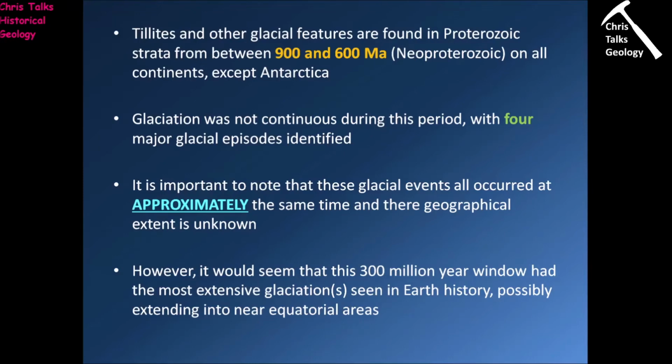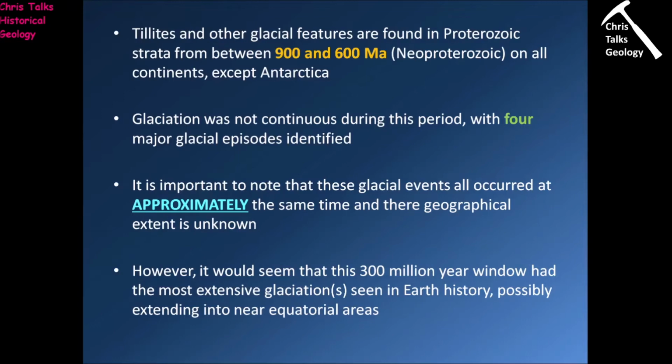Tillites and other glacial features are found in Proterozoic strata from between 900 and 600 million years ago. That's the Neoproterozoic, towards the end of the Proterozoic. And we find them on all continents with the exception of Antarctica. Of course it's quite difficult when it comes to Antarctica, because most of the rocks on that continent are covered in a big thick layer of ice, so we can't get to them.